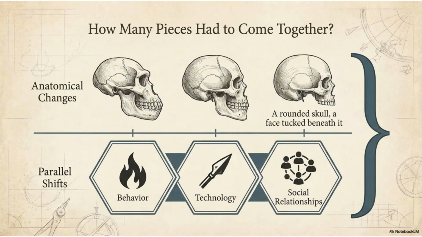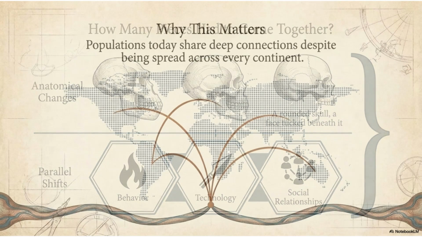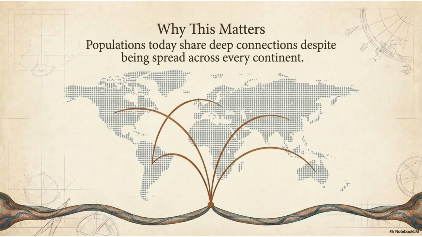As we move through this module, think about how many pieces had to come together for modern humans to appear. Anatomical changes, like a rounded skull and a face tucked beneath it, didn't emerge overnight. They unfolded alongside shifts in behavior, technology, and even social relationships. You might wonder why this matters. Well, the story of modern human origins explains why populations today share deep connections despite being spread across every continent.